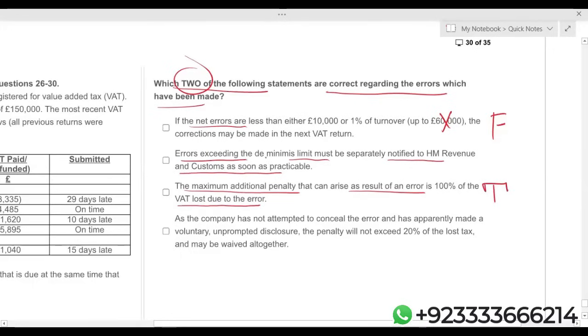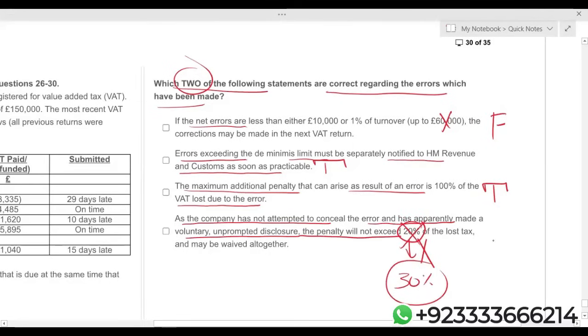Error exceeding the de minimis limit must be separately notified to HMRC and customers as soon as practicable. So you should do it as soon as possible so that you can save yourself from a larger penalty. As the company has not attempted to conceal the error and has made a voluntary, unprompted disclosure, the penalty will not exceed 20% of the lost amount. It is not 20, it is actually 30. So 20 is incorrect, so this is also false.